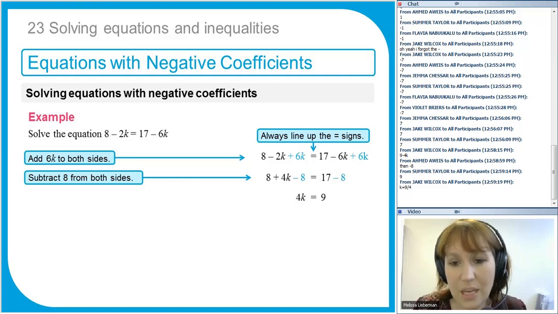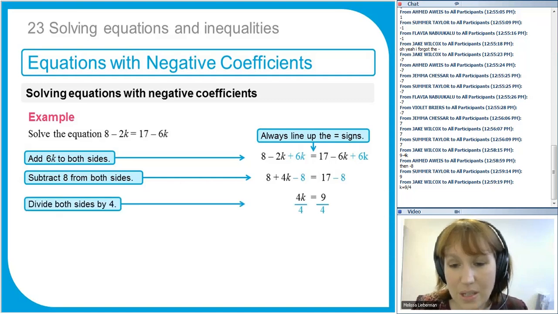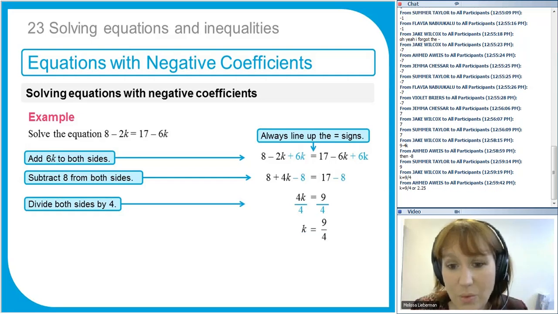Don't let that worry you. Just solve it in exactly the same way. Divide both sides by 4. 4k divided by 4 just gives me the k on its own. And then 9 divided by 4 on the right-hand side is the answer. And you can just leave it like that. You could just say k equals 9 over 4.